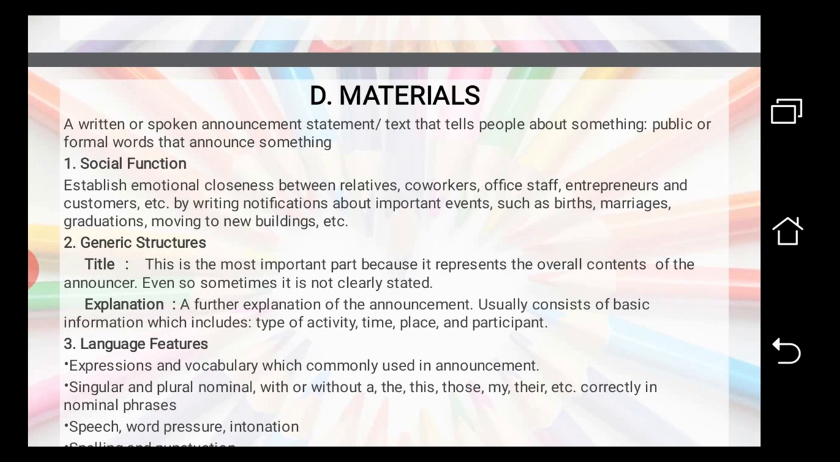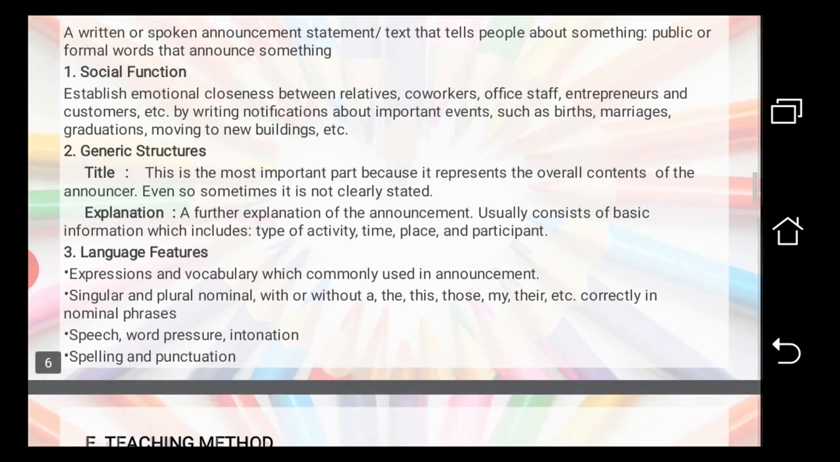Second one is generic structures. The generic structures of announcements cover two aspects. The first one is title, and the second one is explanation. For the title, this is the most important part because it represents the overall contents of the announcement, even though sometimes it is not clearly stated. For explanations, a further explanation of the announcement usually consists of basic information, which includes type of activity, time, place, and participants. And the last one is language features.